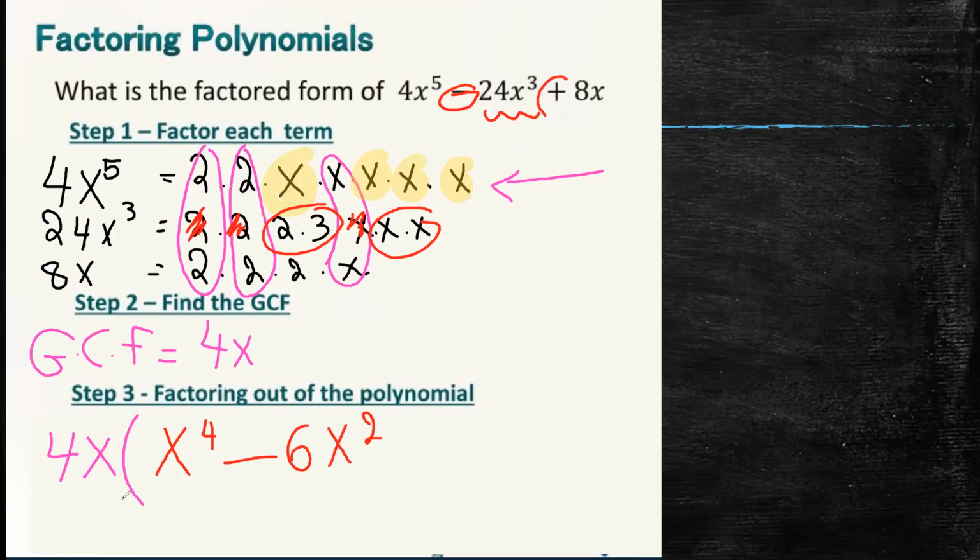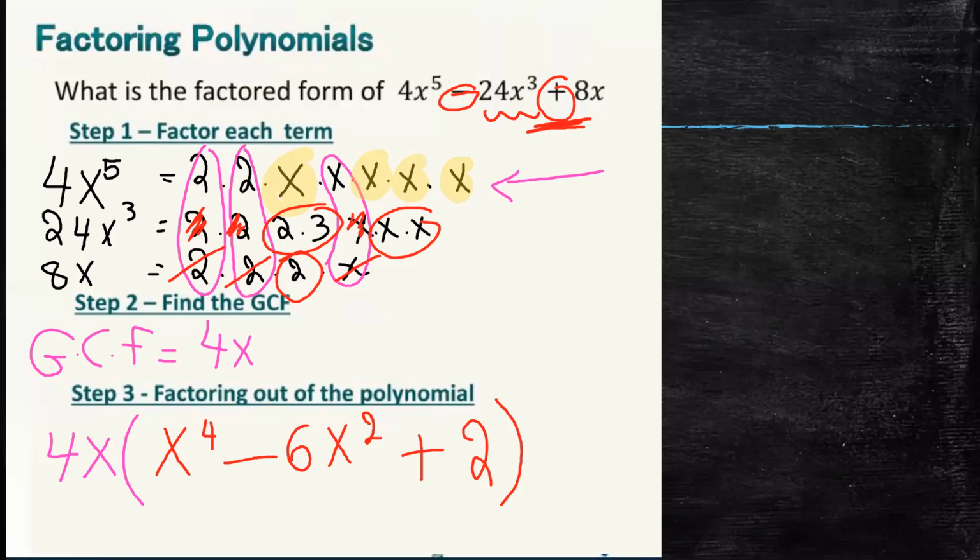Then I will go back here. What is the sign? It's a plus. We'll write it as a plus. Then I have 8x. If I remove 4x from here, what is left? It will be 2. So this is how we can factor out the polynomial. I take 4x from there and this function will be left. Is it clear now? Yes, miss.